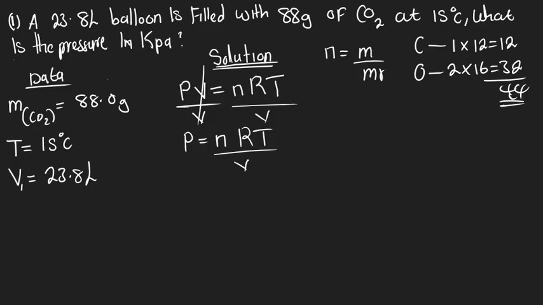So, the number of moles of carbon dioxide is equal to, what is the mass given? It is 88 over 44. Number of moles is going to equal to what? 2. Have you seen?